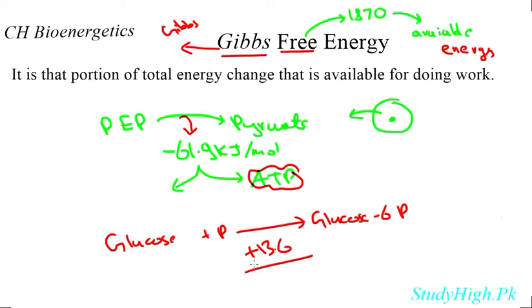This is an endergonic reaction. So not all reactions provide you available energy. Some reactions will require energy for their completion. So we cannot say that it is always free. So you can also say Gibbs energy. So this is the definition: it is that portion of total energy that is available for doing work.